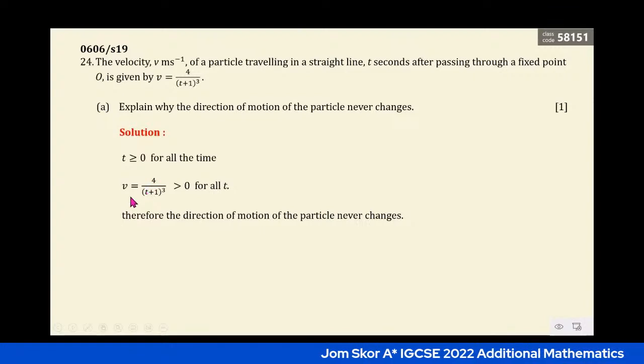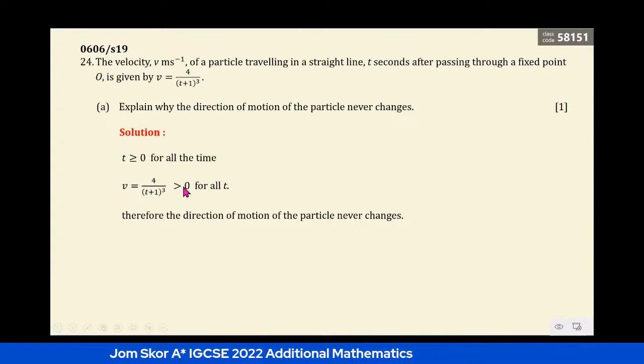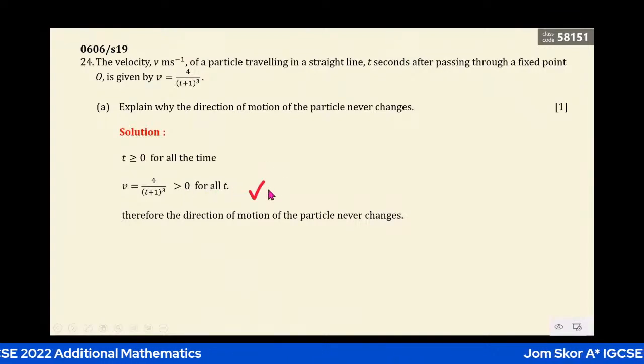You just show that your V is always positive for all T to get 1 mark. Okay? Alright.